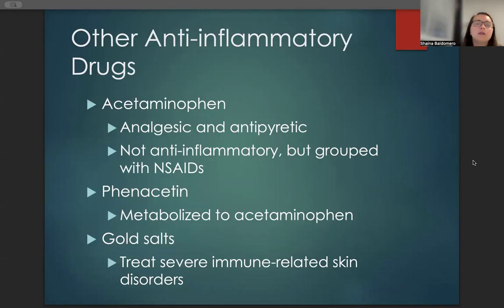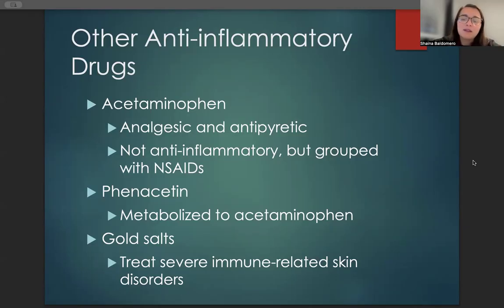Now, I do want to talk a little bit about acetaminophen. This is also known as Tylenol. Now, acetaminophen is not technically an anti-inflammatory drug, but it's grouped in with NSAIDs, but it is analgesic and antipyretic, so it does have some pain relieving effects. However, it's not necessarily anti-inflammatory. So it can take pain away, but it's not going to take swelling or inflammation away.